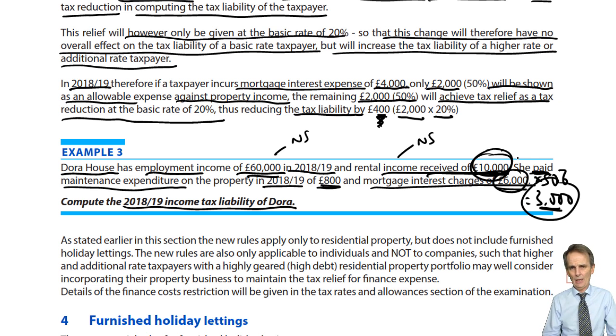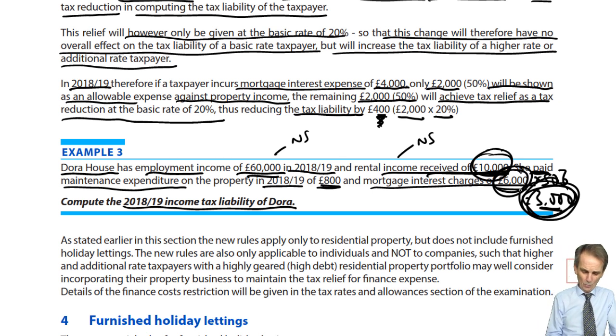Dora is a higher rate taxpayer. So that means there's more income to be taxed at 40% as a result of the disallowance of the other £3,000 of the £6,000 expense incurred. We will give some relief for that £3,000, but not giving it relief at our rate of tax, a higher rate taxpayer, but giving relief instead at the basic rate of only 20%. Let's have a little look, therefore, at the answer as to how this would appear in terms of our workings and our computation.